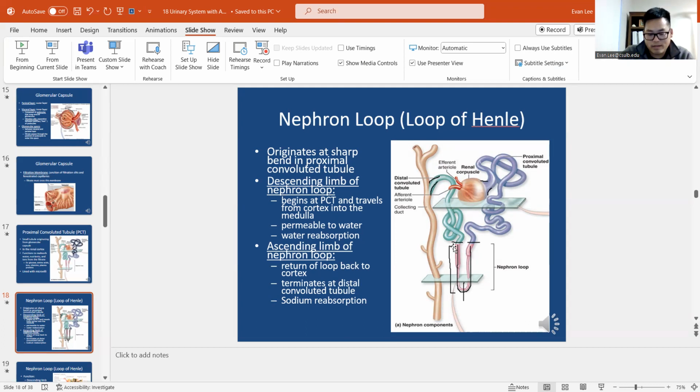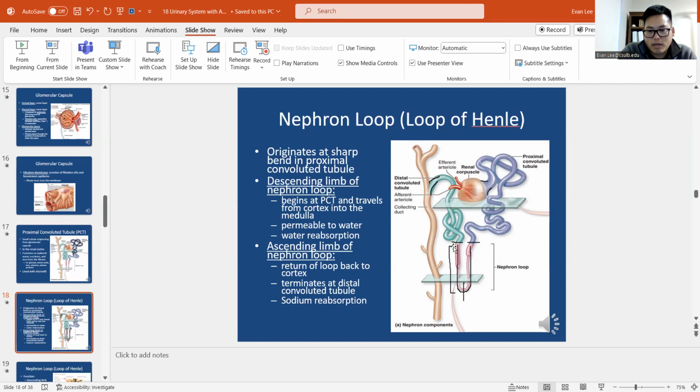Especially if you are low on water, you're dehydrated, this is what's going to allow you to reabsorb more water. It's a very specialized process, but I'm not going to get into that in this class. Look forward to that in physio. But this is going to be where you reabsorb water so that you can concentrate your urine, basically. You don't want to lose that water. You want to concentrate your urine by taking out the water, but leaving everything else.